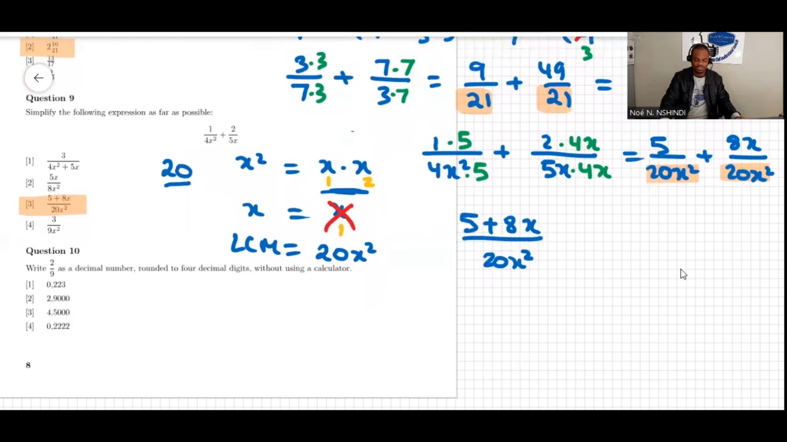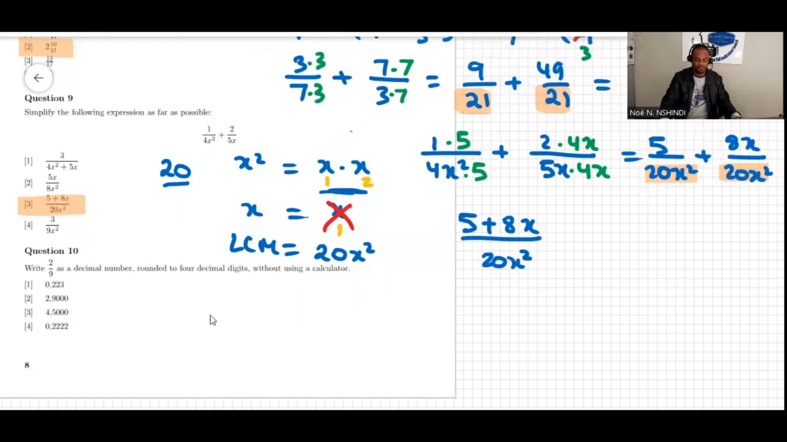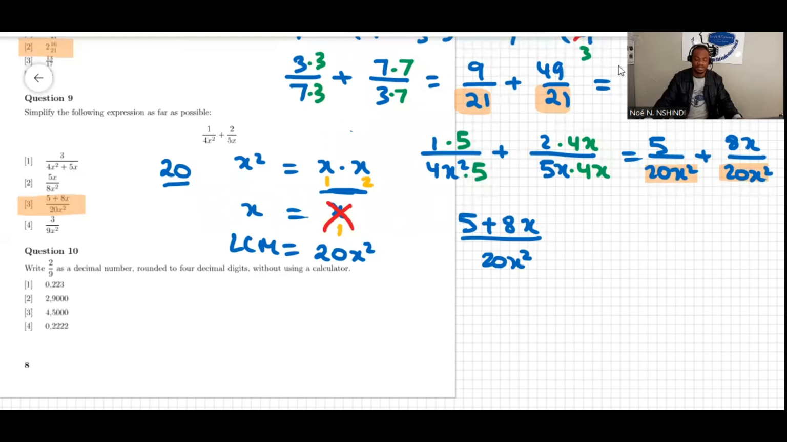And the last question in this page is question 4. And then the question says that write 2 over 9 as decimal number. Round your decimal digit without using a calculator. Okay. This is what I want to do. I want to do 2 over 9. So it's going to be something like this. 2 there and then 9 there. So 9 cannot get into 2.